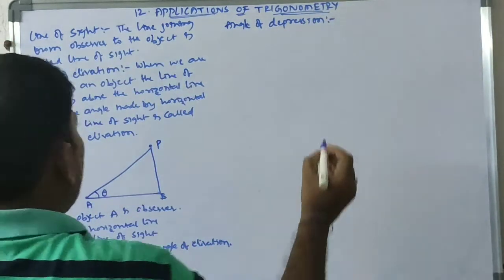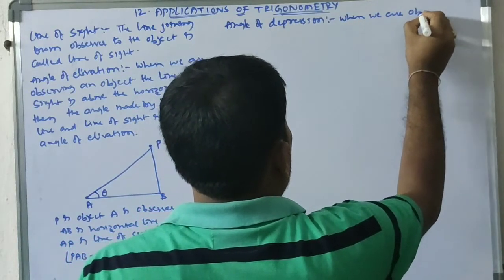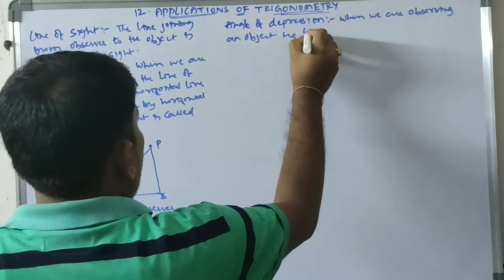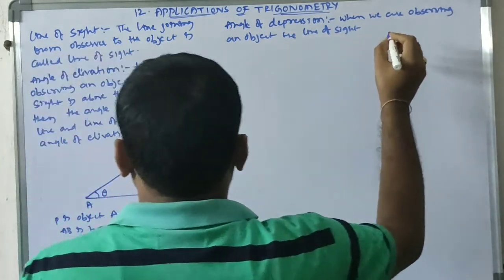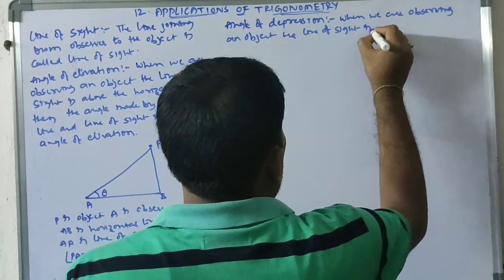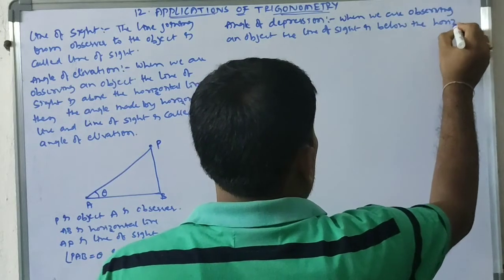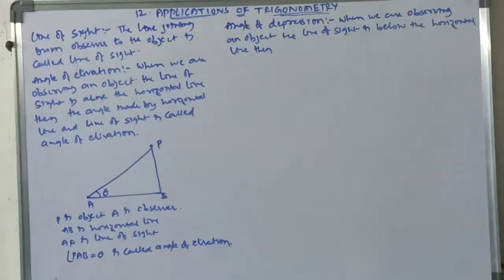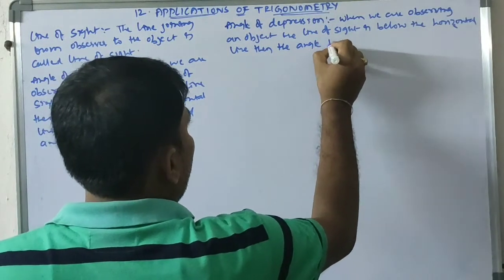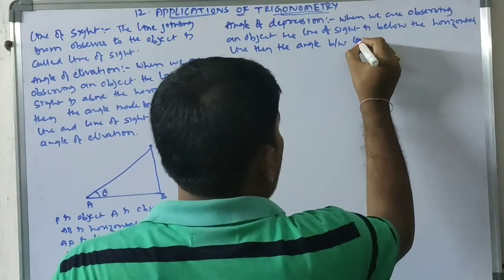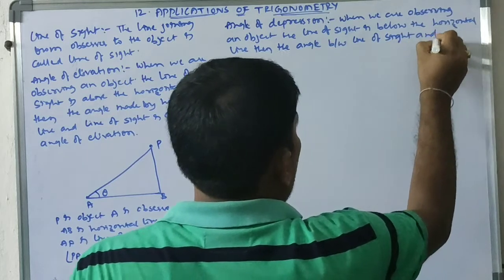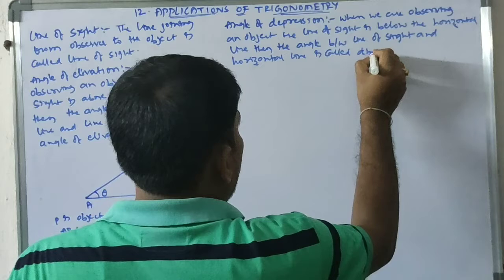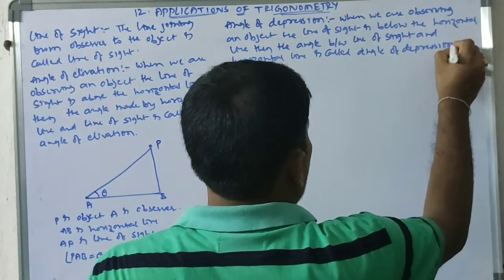When we are observing an object, if the line of sight is below the horizontal line, then the angle between the line of sight and the horizontal line is called the angle of depression.